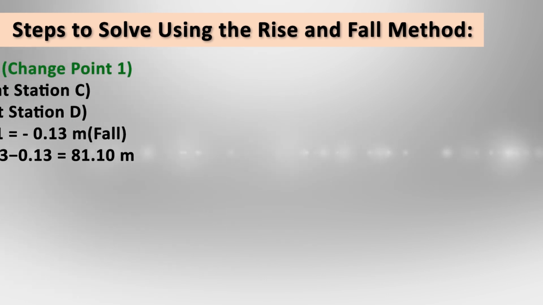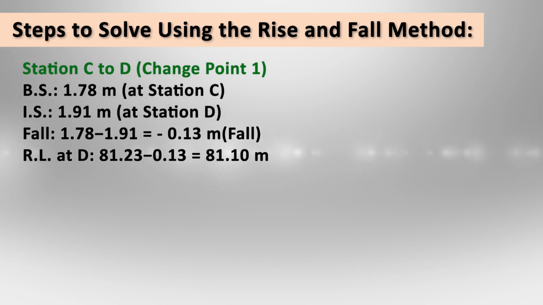Moving on from station C to station D, that is the change point 1. So, backside here is 1.78 meter, since it is after the change point at station C, and intermediate side is 1.91 meter at station D. So, we will subtract 1.78 minus 1.91 which will result in minus 0.13 meter. So, again negative, it will indicate a fall.